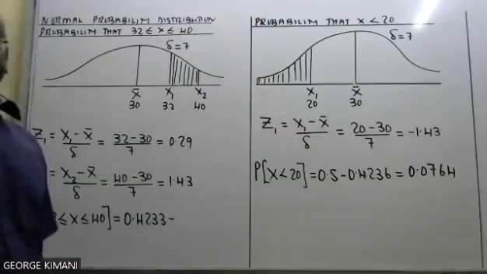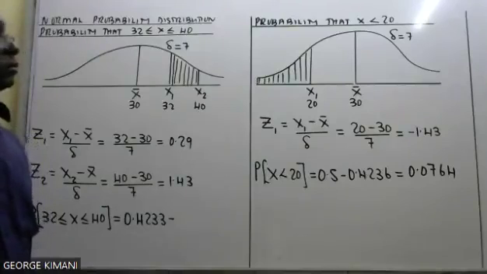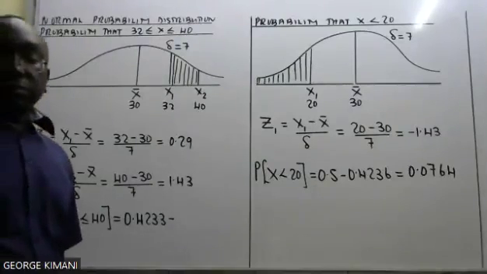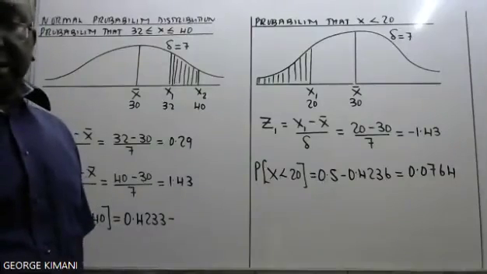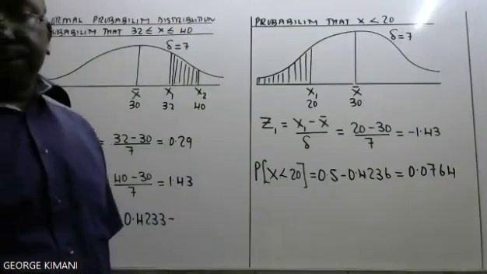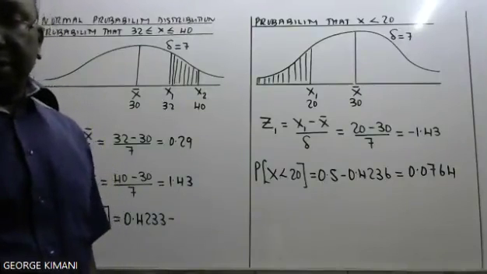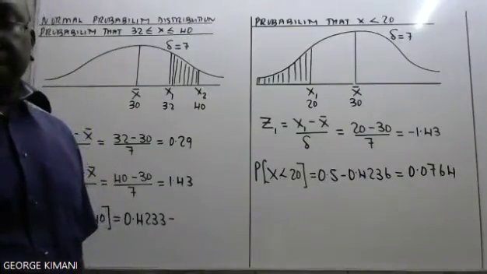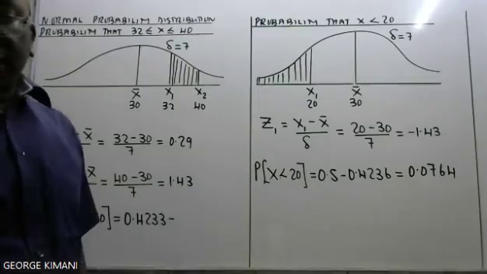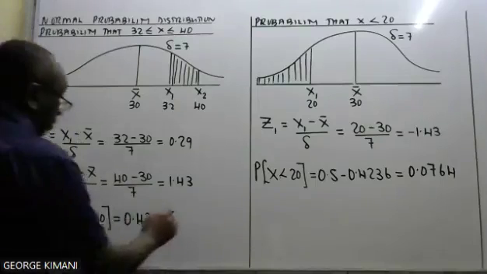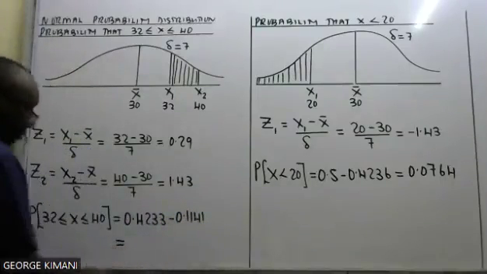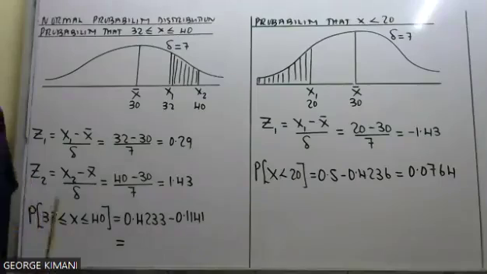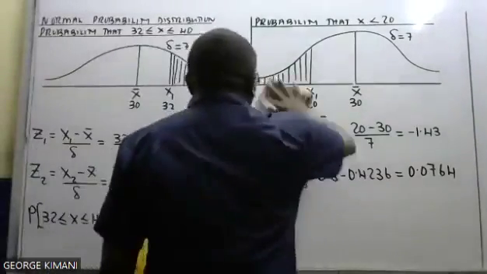0.29. As I can see, Mercy has responded. Owen has responded. And Wafula. Good. So 0.1141. Give me the answer now. Give me the answer, the difference.